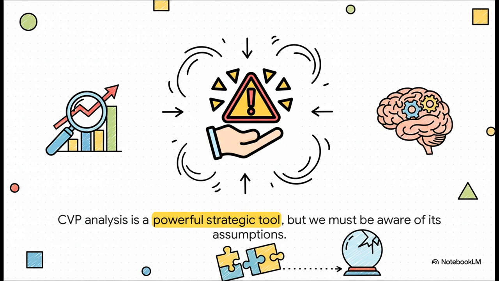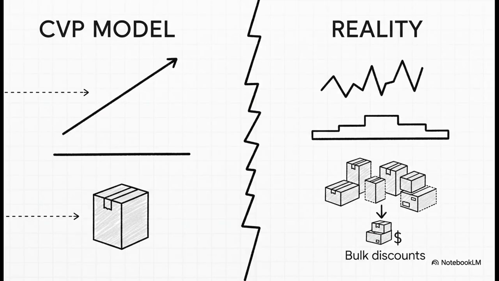It gives us a fantastic starting point, but we need to understand the fine print to use it well in the messy, real world. Because in reality, things are rarely this clean, right? Some costs are semi-variable. If you get a bulk discount on materials, your variable cost per unit actually goes down. If you offer sales, your selling price isn't constant. This is exactly why CVP is a brilliant guide for decision-making, but it's not a perfect predictor of the future.